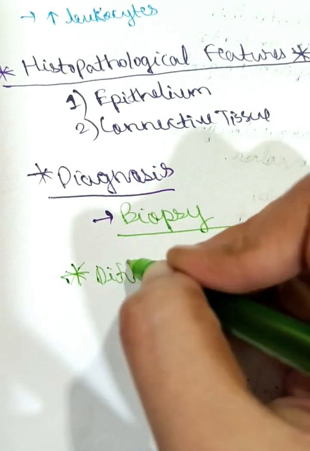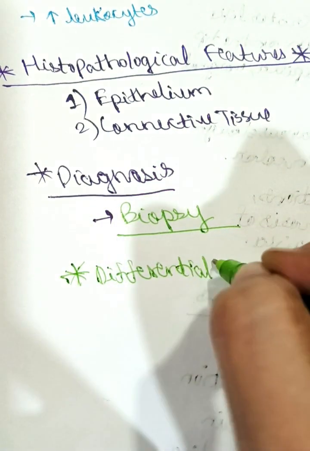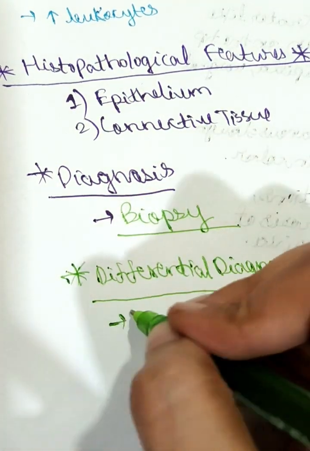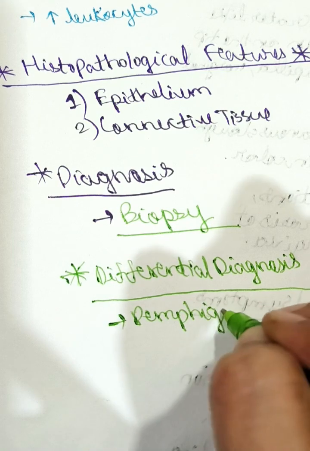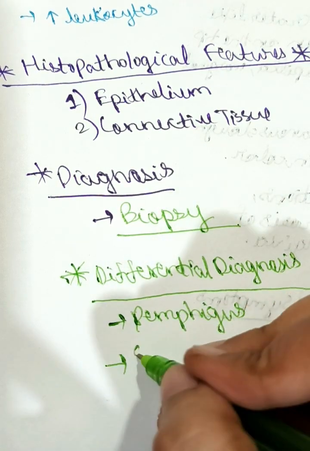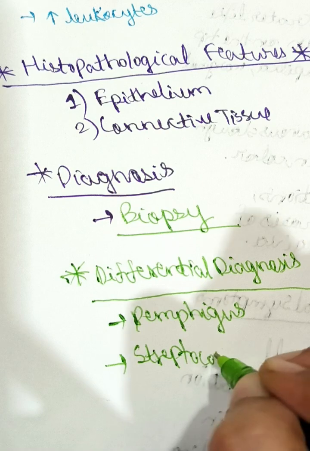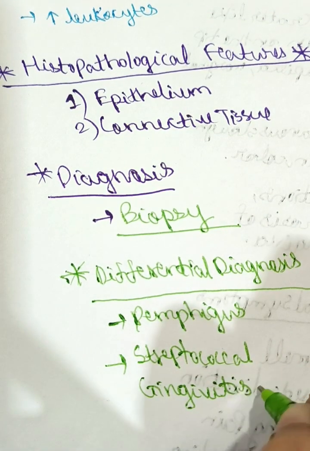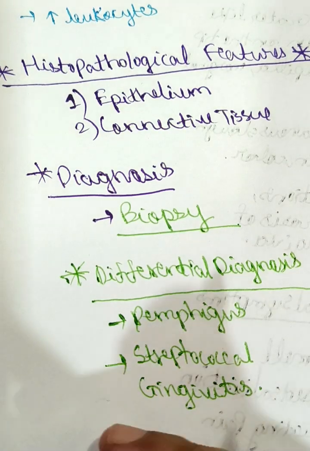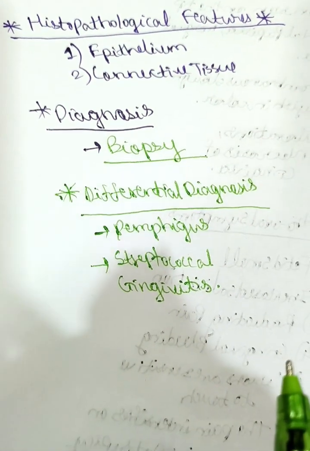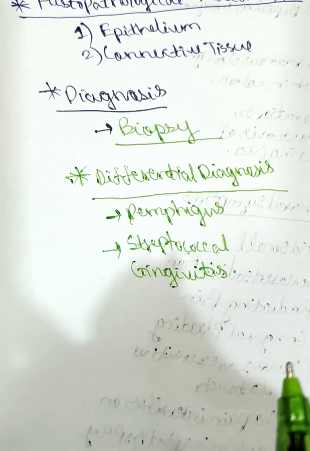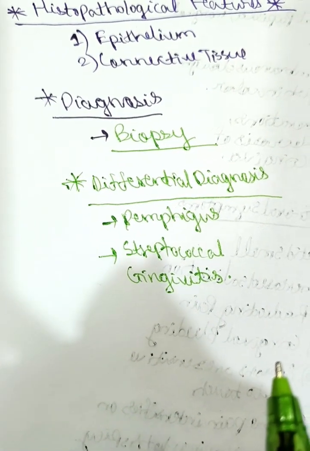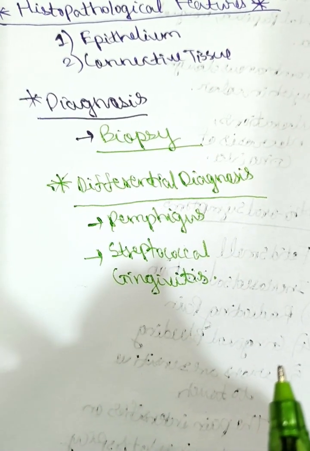Next we are going to discuss the differential diagnosis. It involves pemphigus and streptococcal gingivitis. So these are the histopathological features, the changes in the epithelium and the connective tissue, which I have already discussed. Diagnosis is done by biopsy. Differential diagnosis: pemphigus, streptococcal gingivitis. Also syphilitic gingivitis we can add.